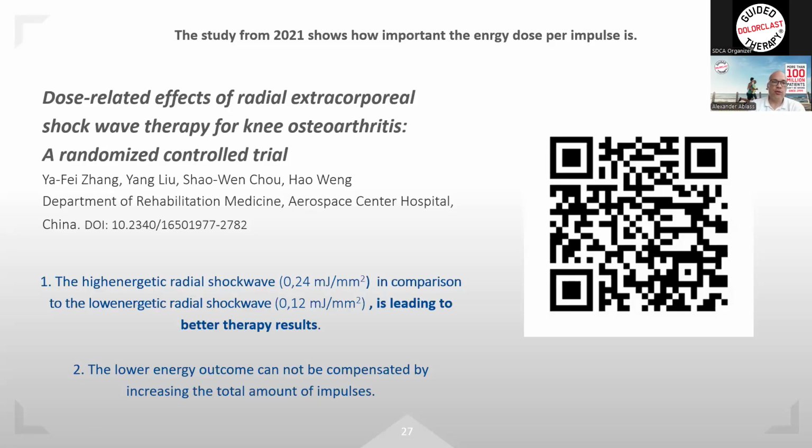The conclusion in this study is that high energetic radial shock wave, up to 0.24 millijoule per square millimeter, in comparison to the low energetic radial shock wave, 0.12 millijoule per square millimeter, leads to better therapy results. So we know we need as much energy in the tissue. We need a lot of cavitation to generate a high energy density to get better effects and good therapy results. And this can't be compensated by just doubling the amount of impulses.